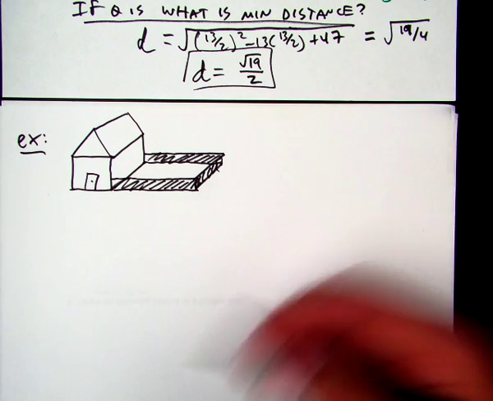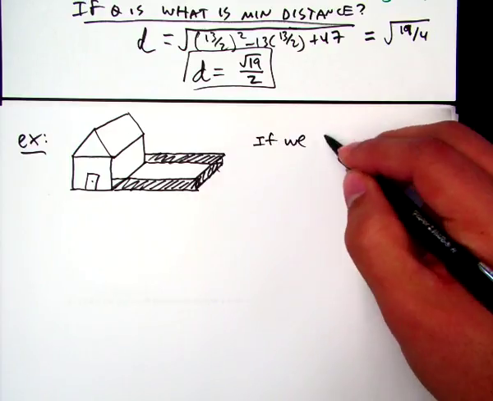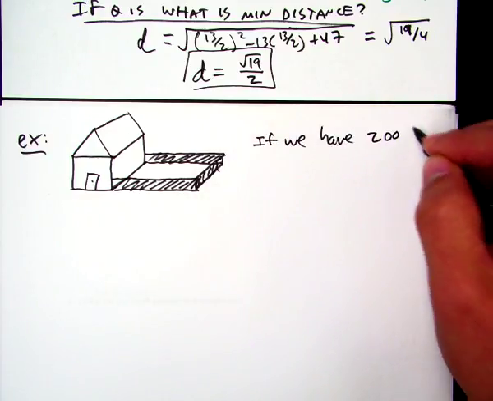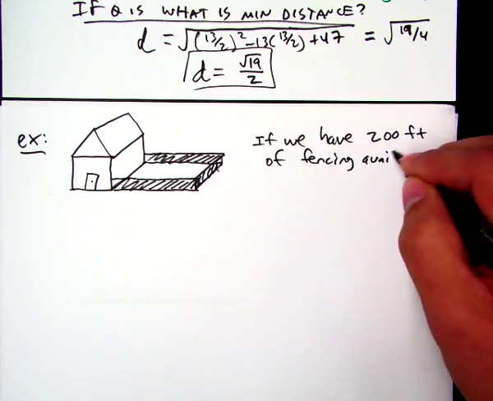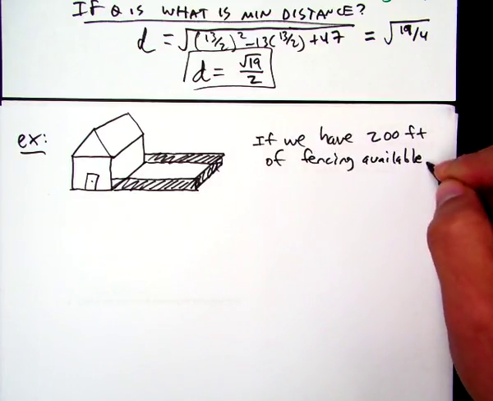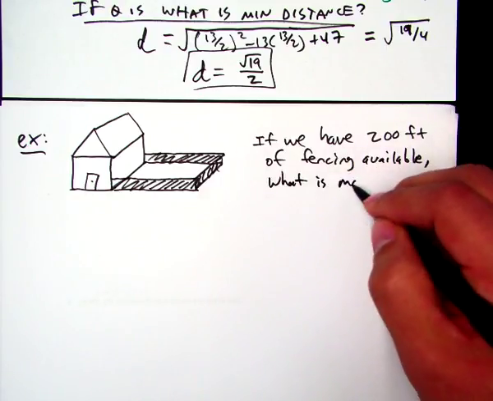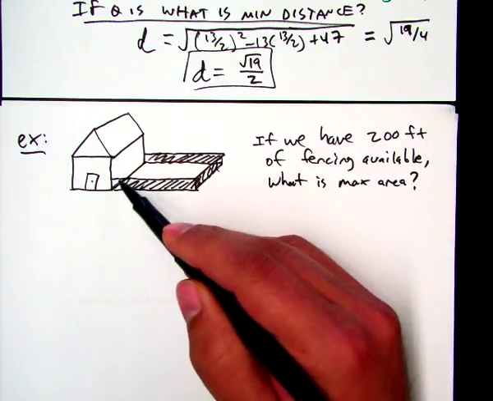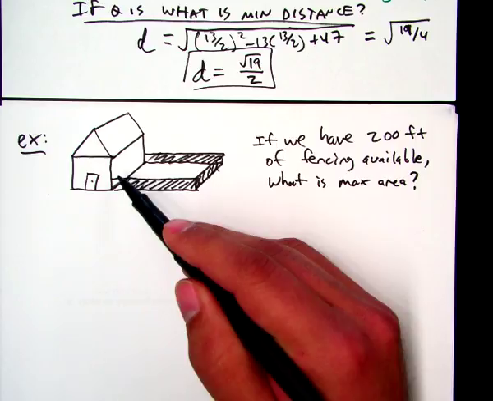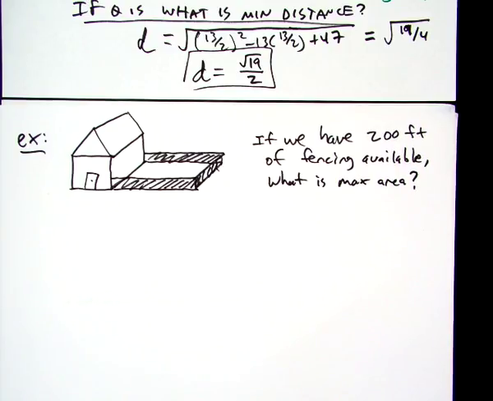And the question is, if we have 200 feet of fencing available, what is the maximum area? Now keep in mind, we may not go all the way out to the edge of the house. It just depends on what dimensions we get. But this is kind of a great enough picture to write everything that we know down and then go from there. Okay?